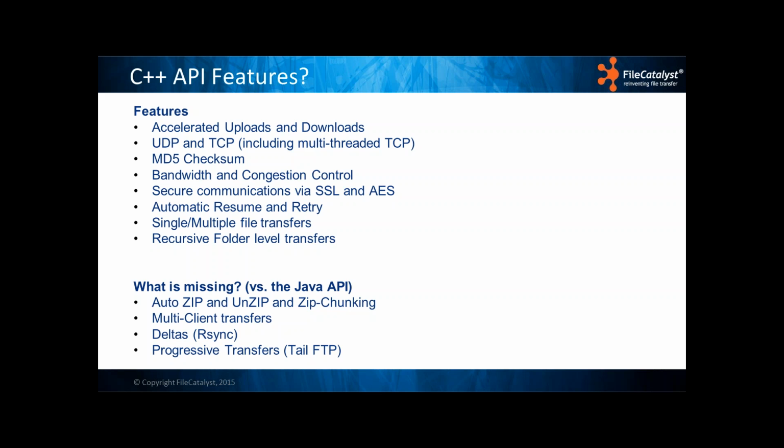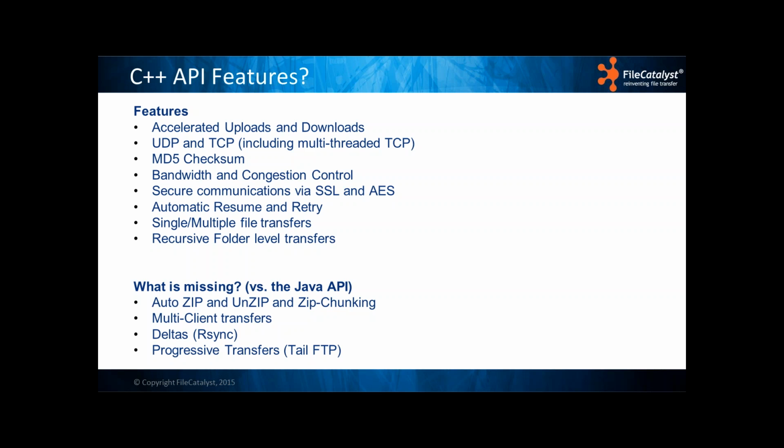So imagine you send a file and then a few days later you have a new version of it. With C++, you'll have to retransmit the whole file and overwrite it. In Java, you have the ability to have an rsync built in. And progressive transfers. So imagine you're doing a tail FTP, or you're transferring a growing file. So a file that is still locked on the operating system, and you're kind of just chasing the end of the file and transferring it. So these options are not available in C++.